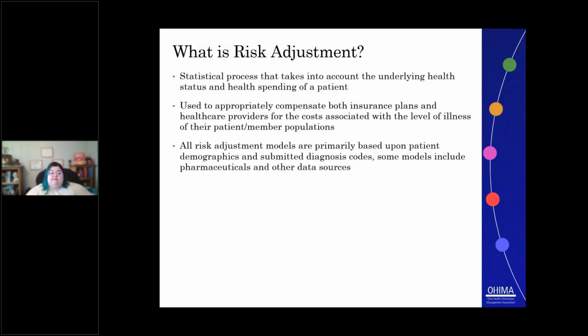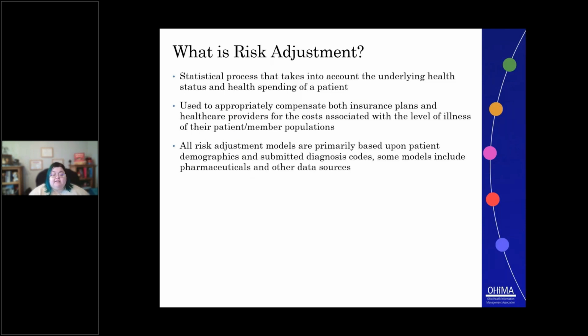So what is risk adjustment? Risk adjustment is a statistical process that considers the underlying health status and health spending of the enrollees of a given insurance plan. That is, it is a method that is used to appropriately compensate both insurance plans and healthcare practices and providers for the costs associated with the level of illness in their patient and member populations. It's really aimed to level the playing field, so to speak, for plans and providers who provide services to sicker patient populations. So reimbursement for covering care of sicker populations is adjusted positively, while reimbursement for covering the care for healthier populations is adjusted negatively.